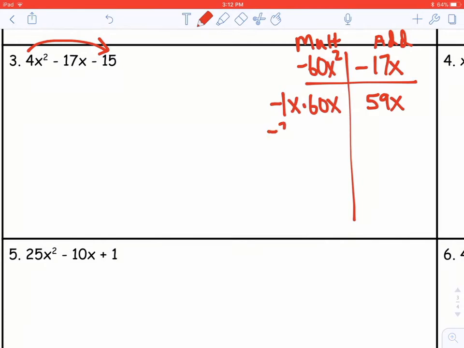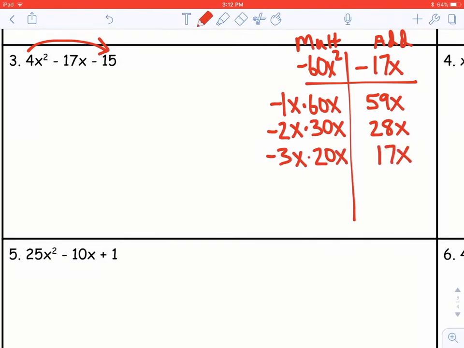And then negative 2x times 30x, let's see, negative 2 plus 30 would be 28x. So we're getting a little closer. Negative 3x times 20x would work, and that adds up to 17x. So it's really close to what we need. We just need to change the sign to get the right sign for 17. So negative 20x times 3x would help us add up to get negative 17x.